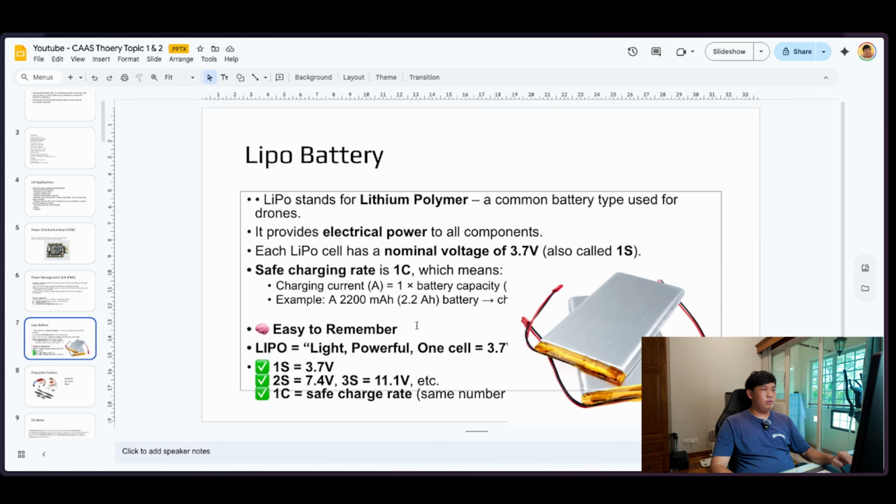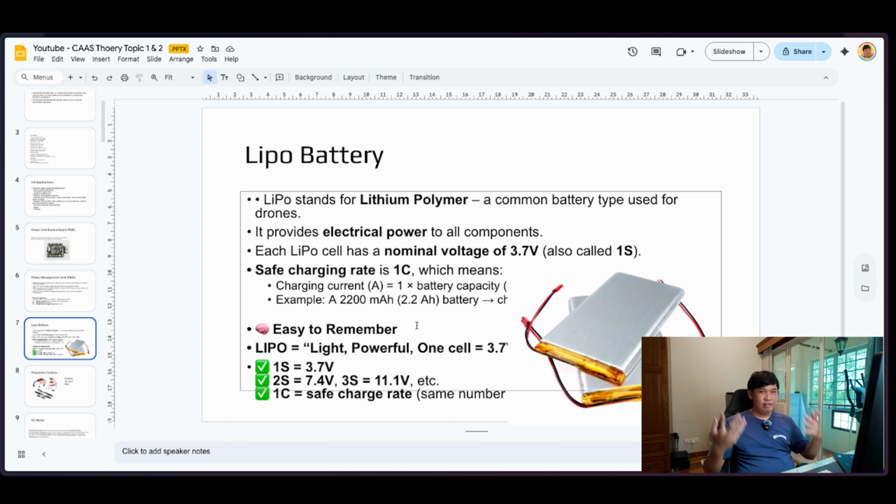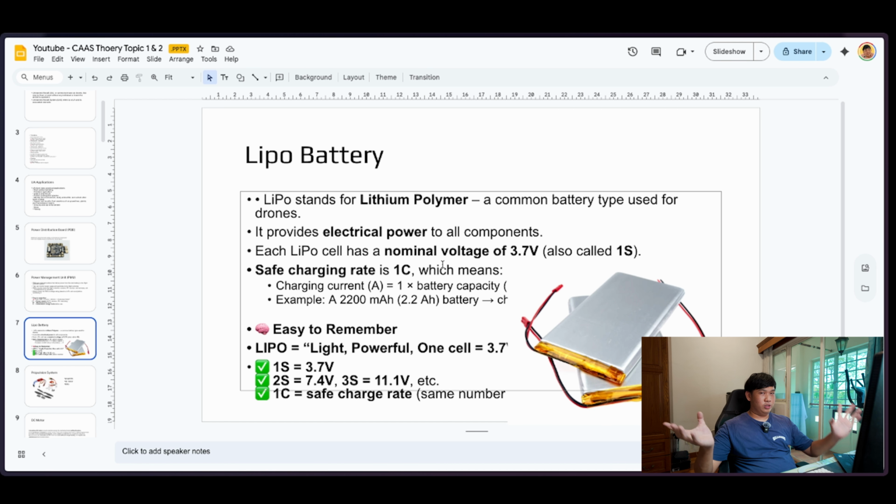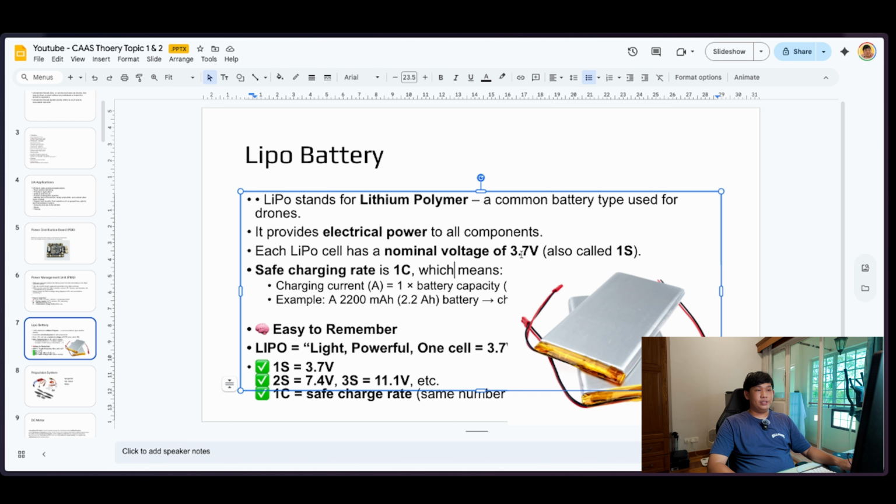LiPo batteries. LiPo stands for lithium polymer. I don't know how to pronounce it, but okay. It's a common battery type used for drones. It provides electrical power to all the components. Each LiPo cell has a nominal voltage of 3.7 volts, also called 1S.